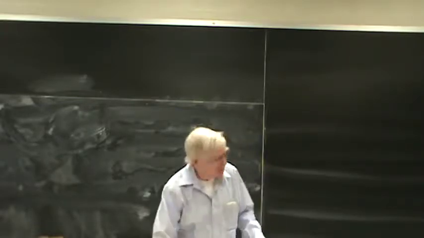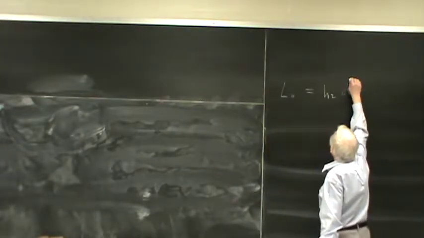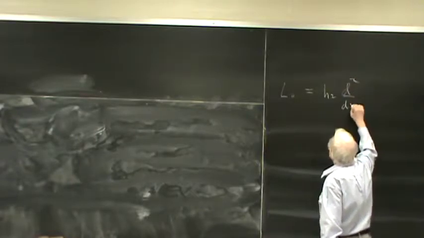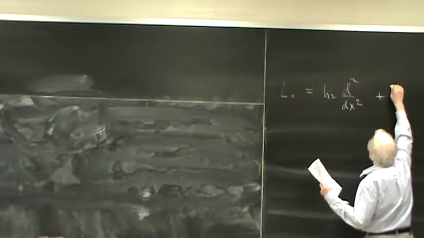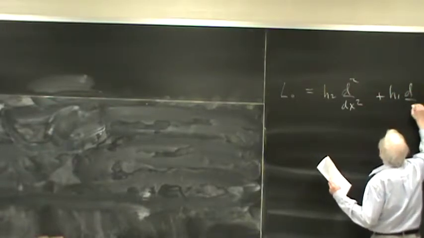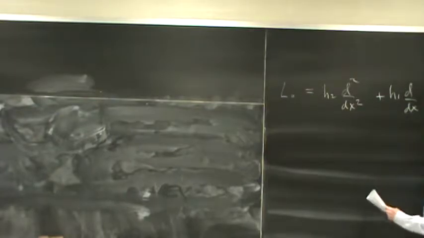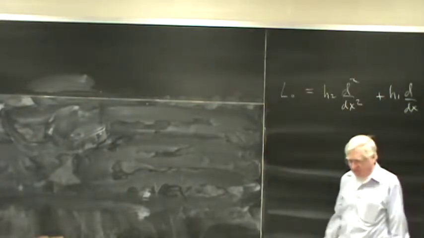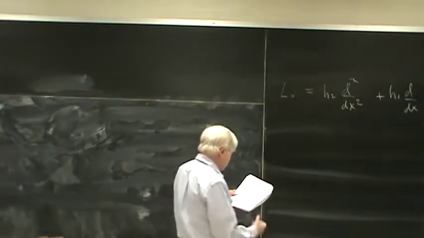So the first thing we were talking about was making operators self-adjoint. Suppose we start with just a generic differential operator, well, for an ordinary differential equation, second order. So that's what I'm talking about: some generic second order ordinary differential operator.